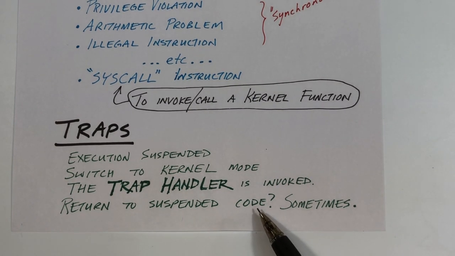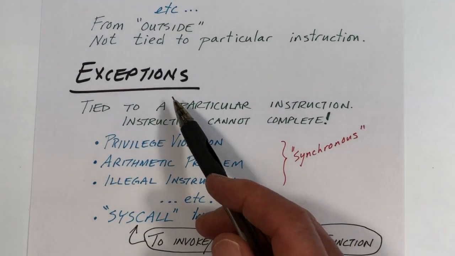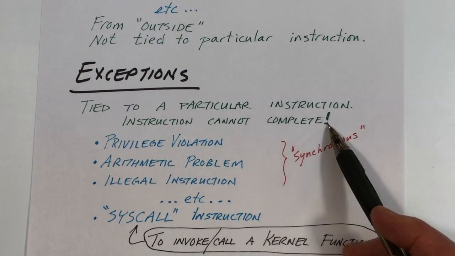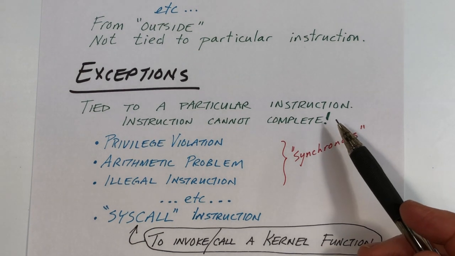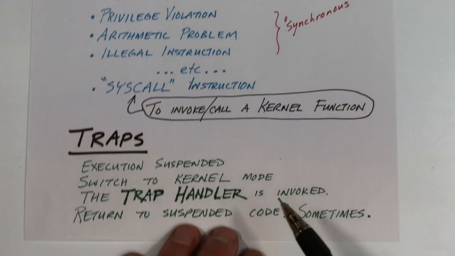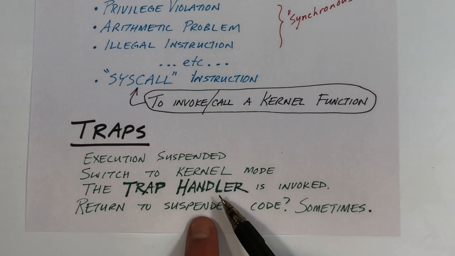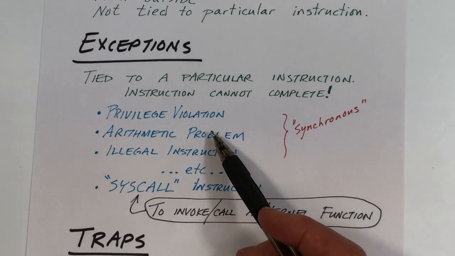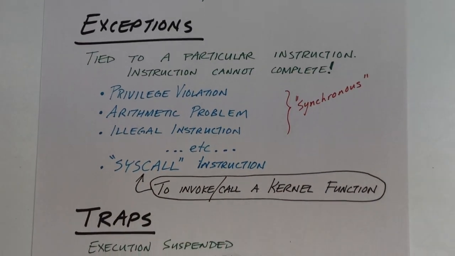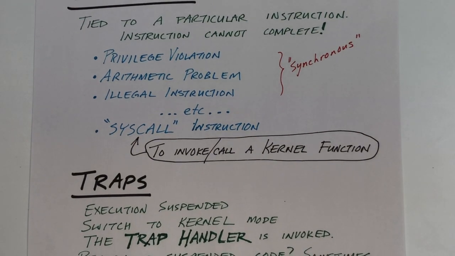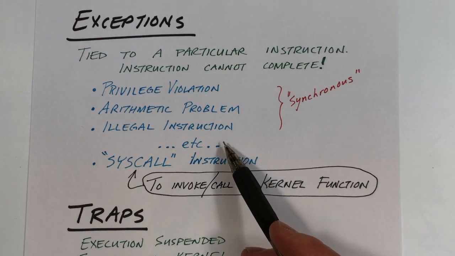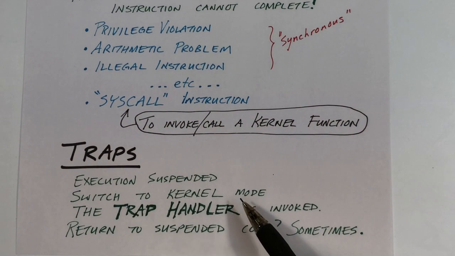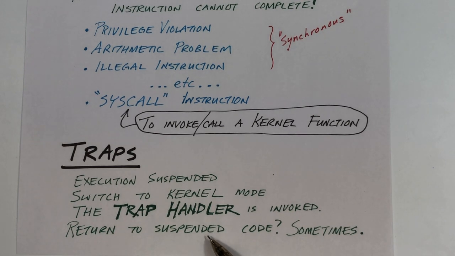For example, if there's a page fault, then an exception will occur. The instruction cannot complete until the page is read in from non-volatile memory. And so the kernel has to get involved in that. And ultimately, the kernel trap handler will complete, and we can go back to the instruction that was interrupted and continue execution. In other cases, for example, a privilege violation or an illegal instruction, it makes more sense to just terminate the process, so there would never be a return to the suspended code.